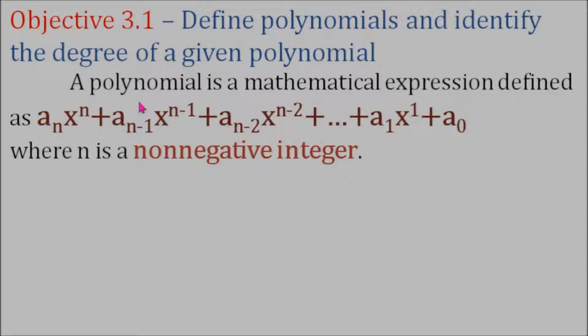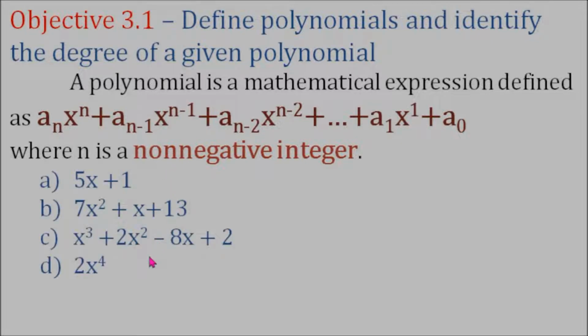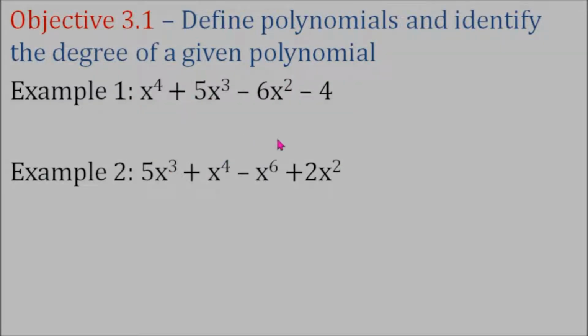So this is the definition of a polynomial. A polynomial is a mathematical expression defined as a sub n, x to the power of n, and so on and so forth, plus a sub 0, where n is a non-negative integer. So these are examples of polynomials: 5x plus 1, 7x squared plus x plus 13, x cubed plus 2x squared minus 8x plus 2, 2x to the power of 4. Now, let's identify the degree of a given polynomial.